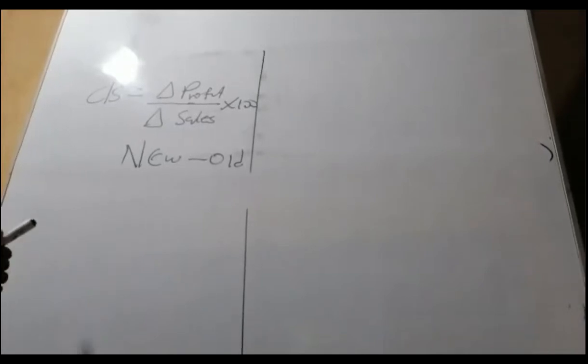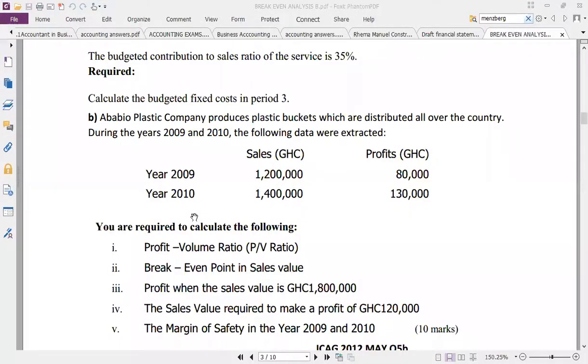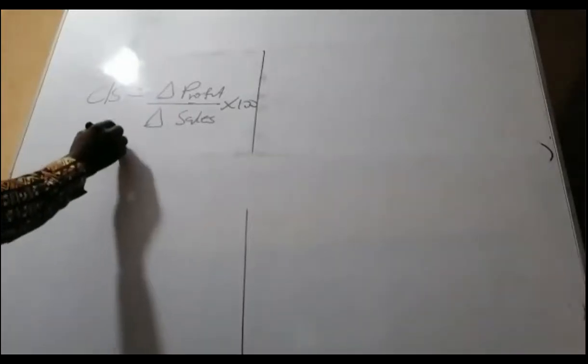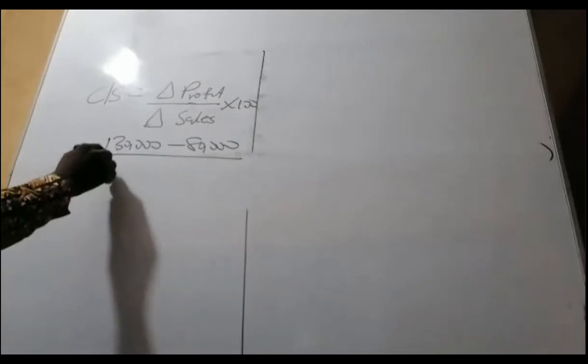So what is the new profit minus the old profit all divided by new sales minus old sales? We are done. Let's go to the question. Which one will be new, which one will be old? Or current minus previous. 2010 becomes current or new, and then 2009 becomes what? Previous or old. You are done. So profit is what? 130 and 80, right?